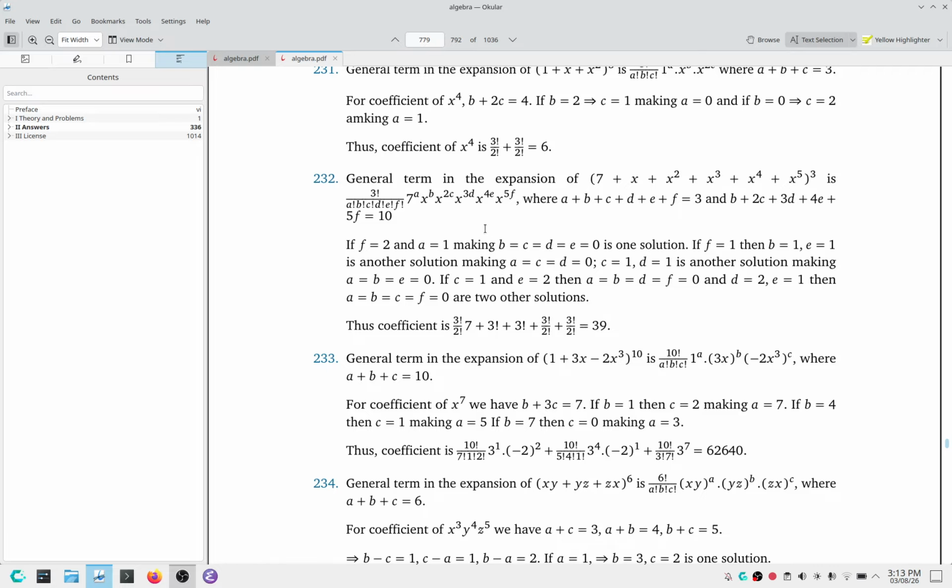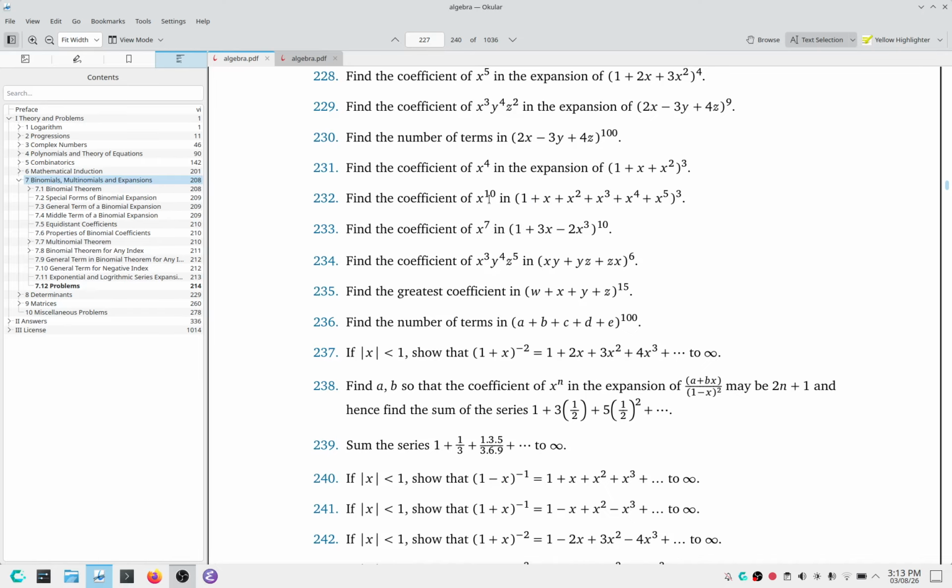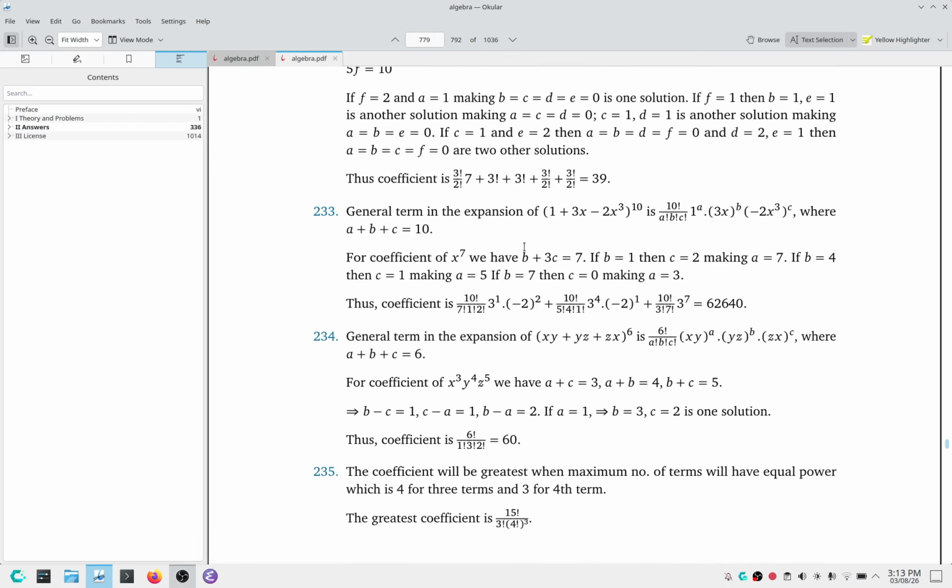So the general idea, you understand that we have to find by trial and error these equations by setting that x coefficient to the power of 10. Question 233 says: find the coefficient of x to the power 7 in (1 + 3x minus 2x cubed) whole to the power 10.